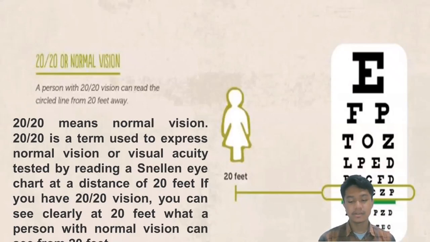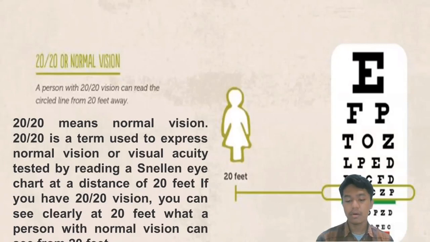What is normal vision? 20/20 means normal vision. 20/20 is a term used to express normal vision or visual acuity tested by reading a Snellen eye chart at a distance of 20 feet, or about 6 to 7 meters. If you have 20/20 vision, you can see clearly at 20 feet or 6 meters what a person with normal vision can see at 20 feet.